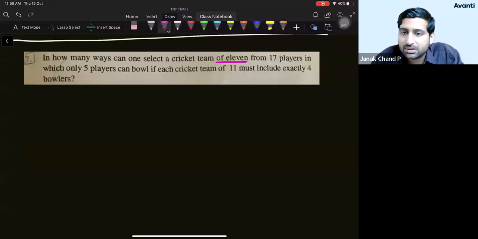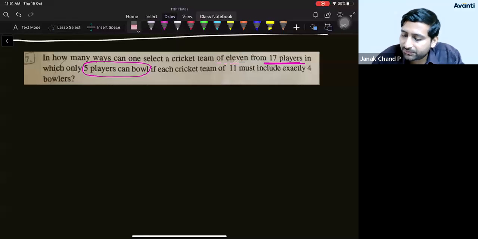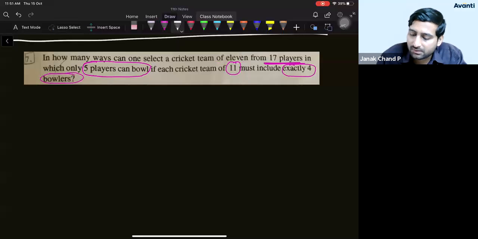And then what is available to me? I have 17 total players, in which only 5 players can bowl. So I have 17, but only 5 bowlers, 5 players know the bowling. And they're saying, student, if each cricket team consists of 11, it must include exactly 4 bowlers. So the total number should be 11, that we already know. So this is an important thing. And then exactly 4 bowlers should be there.